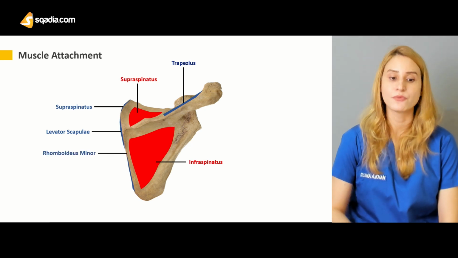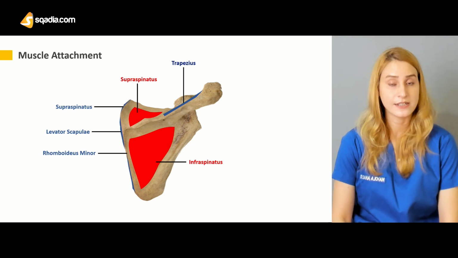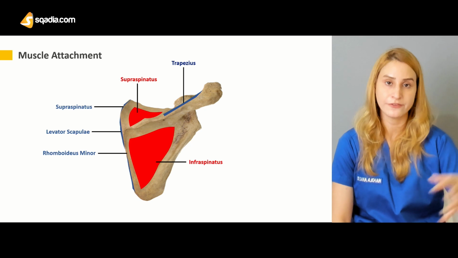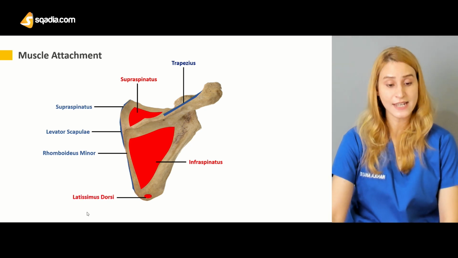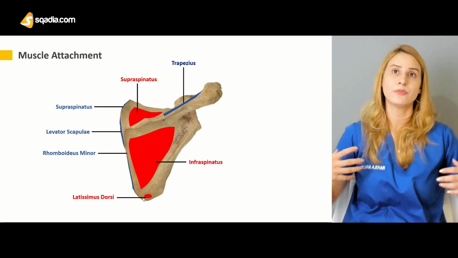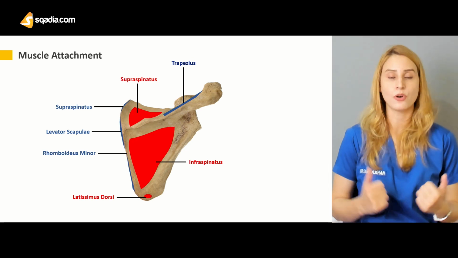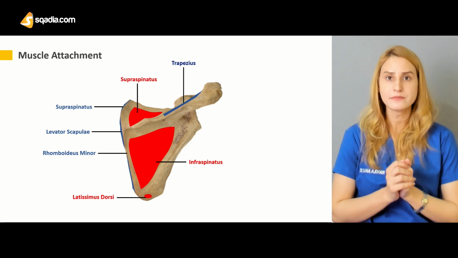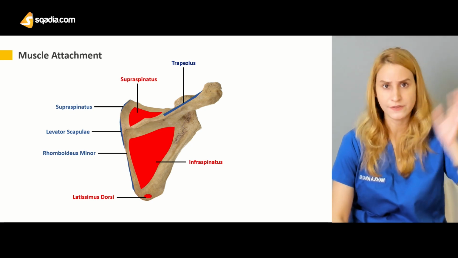And then you have the rhomboids, which are attaching to the scapula, somehow inferior lateral surfaces. And then you have the latissimus dorsi, which is attaching to the inferior angle. Latissimus dorsi is somehow related to the abduction of the arm, and it's the important muscle of the back. And somehow a rotational muscle as well, somehow related to circumduction.